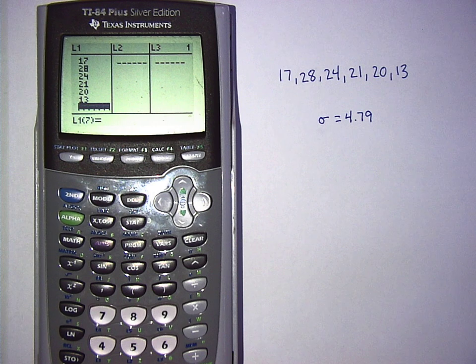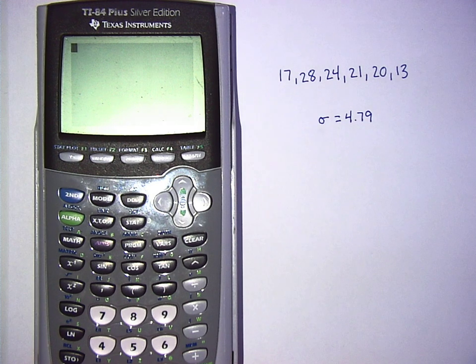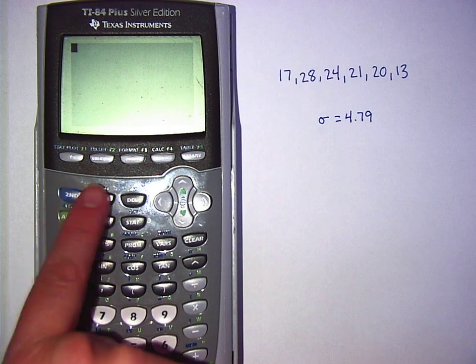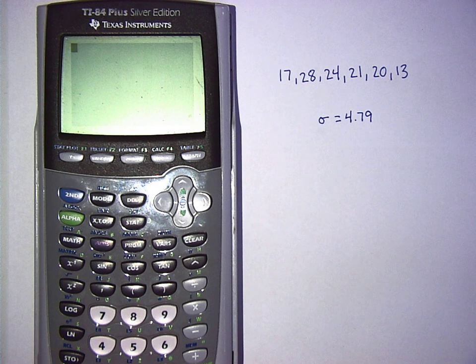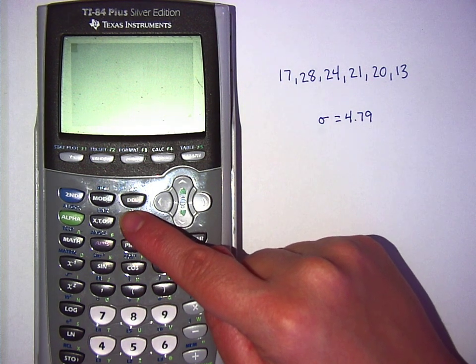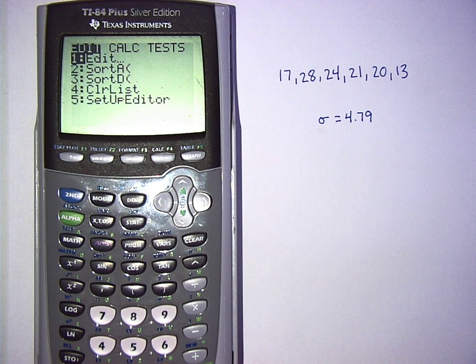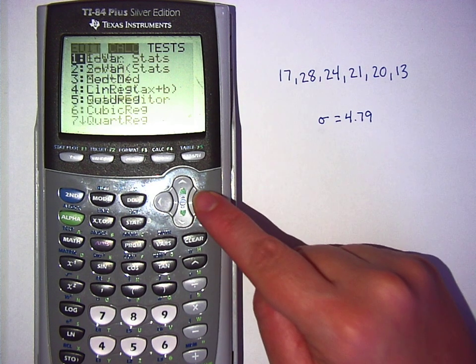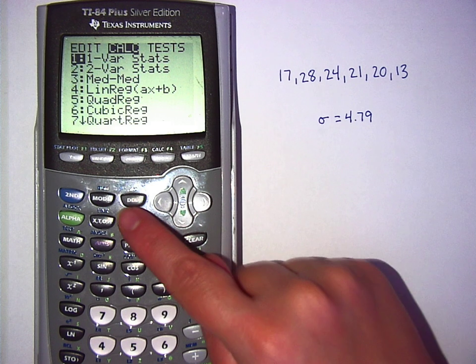Okay. Now we're going to get out of there because this is just a place to put our data. So we're going to hit second quit. You don't have to save it. Second quit is the second mode button right there. Now we're going to hit stat again, and this time you're going to go to calc. So arrow over on the right to calc. You hit stat, calc.